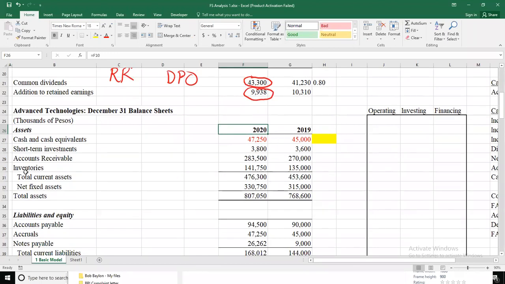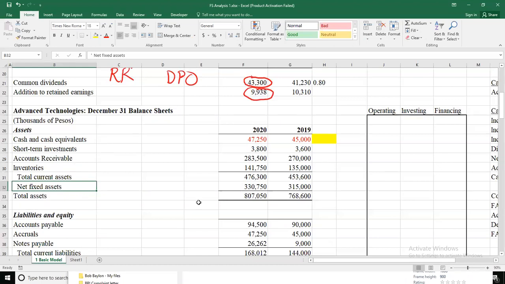So meron tayong assets. Ang composition ng assets niya, may total current assets tayo at saka PPE. So dalawang klaseng assets lang to. Wala siyang long-term investments, wala siyang intangible, wala siyang other assets. Okay? So yung total current assets natin, wala lang tayong prepaid dito. So lahat yung cash and cash equivalents, short-term investments, receivables, inventories, no prepayments. Okay, so that's the balance sheet of Advanced Technologies.